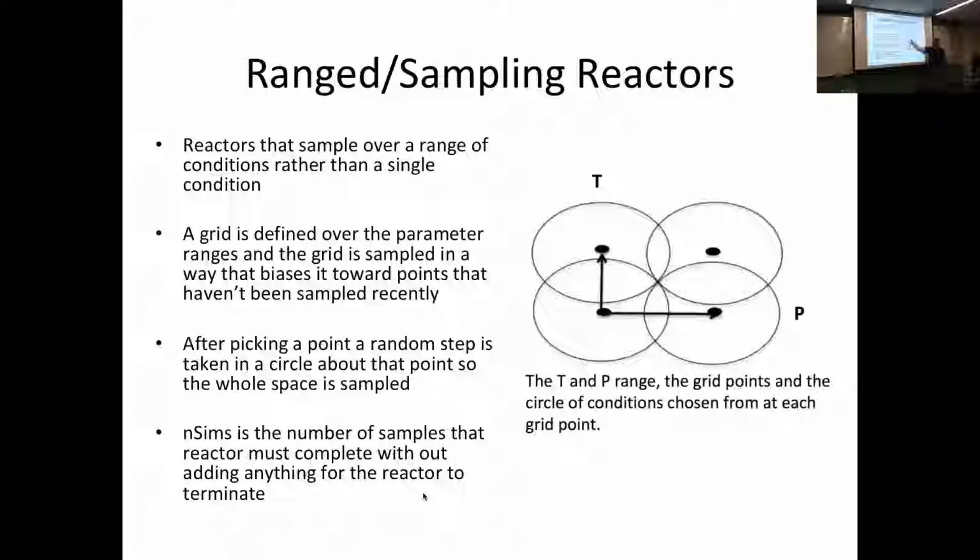So if we just took one sample here, it'll be most likely to pick this point. Maybe possible to pick this point, possible to pick this point, really unlikely to pick over here. So let's say it picks this point, and then after it picks this point, it takes a random sample within a circle around it. And what that allows us to do, especially when you have a much denser grid, is you're actually sampling the entire temperature, pressure, mole fraction space.